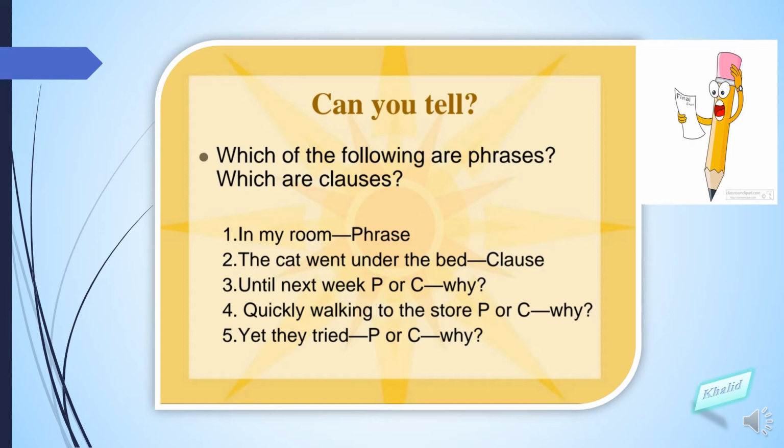Move to the next one. Quickly walking to the store. Who is quickly walking to the store? There is no subject. So, it will again be a phrase. Yet they tried. What is they? It is a subject. What is tried? It is a verb. So, the last one, it will be a clause.